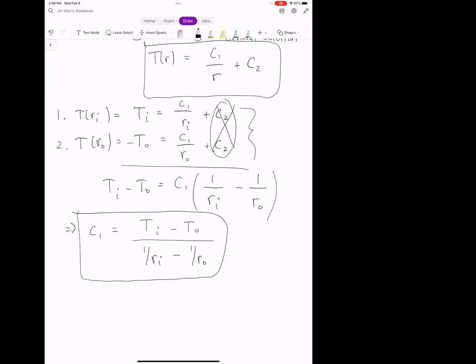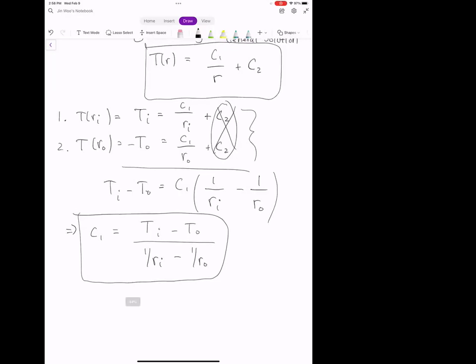Okay. And so now that we have this expression for C1, we can go ahead and plug this back in and solve for C2.